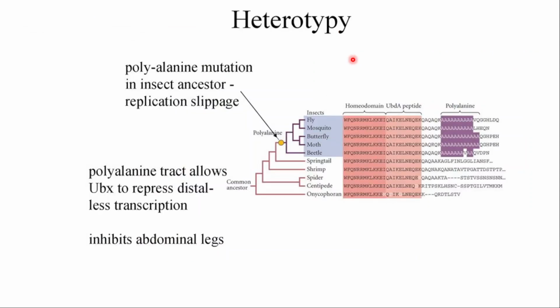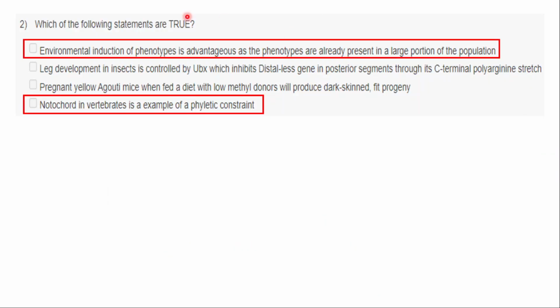The second statement that we encountered is an example of heterotypy, where insect legs were, so this was the second statement: leg development in insects controlled by UBX, which inhibits the distal-less gene, Ultrabithorax, which inhibits the distal-less gene in posterior segments through its C-terminal polyarginine stretch. So everything in this statement is correct, but this part, polyarginine, is not correct. So what are the mutations?